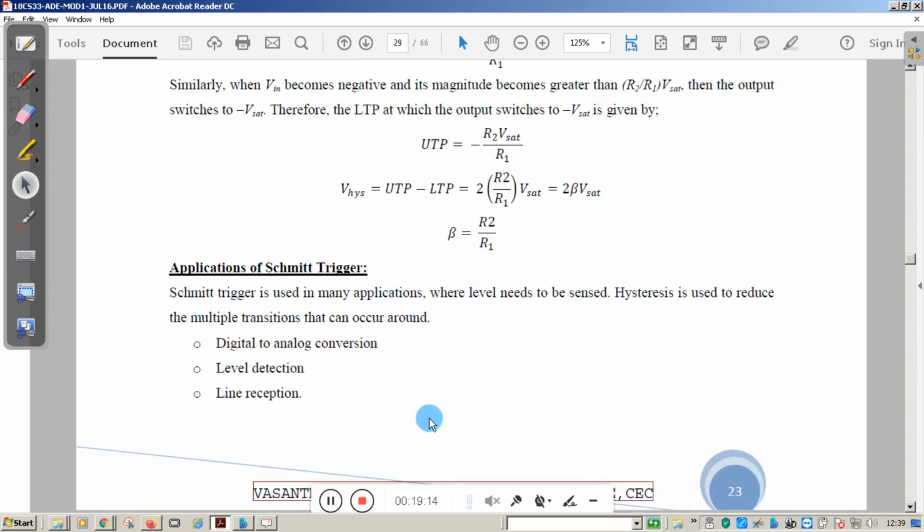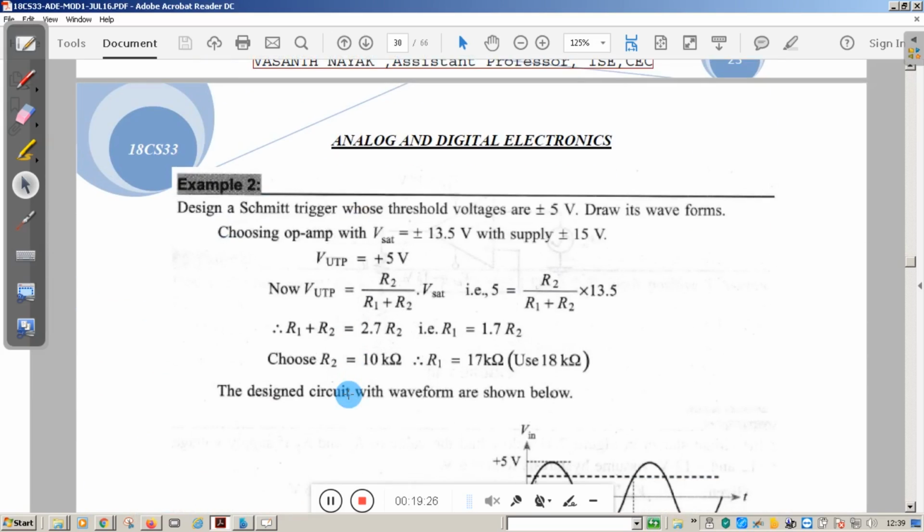So, applications of the Schmitt trigger. What are the applications of the Schmitt trigger? The applications are analog to digital conversion, level detection, and line reception. So these are the applications. Now we will see a problem related to the Schmitt trigger.